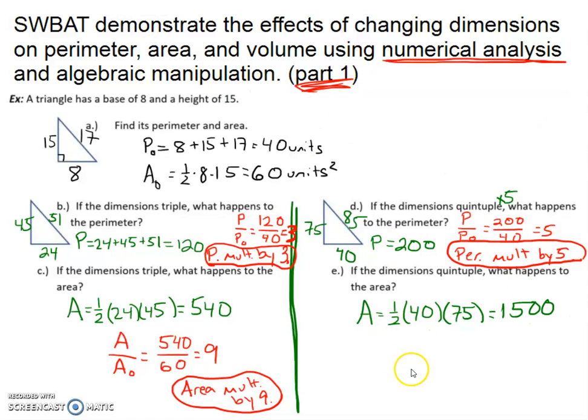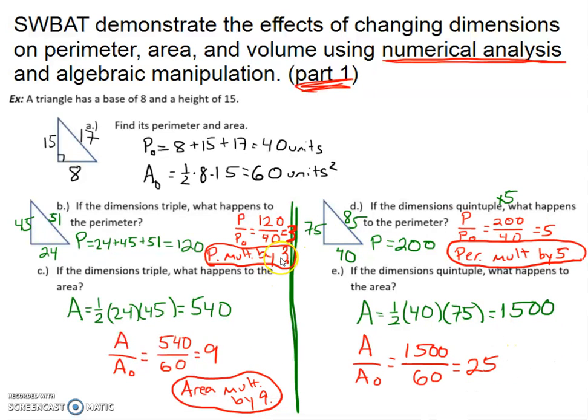What I really want to know is how that compares to the original area. So I'm going to do my area divided by the original, and that is 1,500 divided by 60. When you do that, it comes out to 25. If you guessed 25, or if you used a pattern, I'm very happy that you got it.